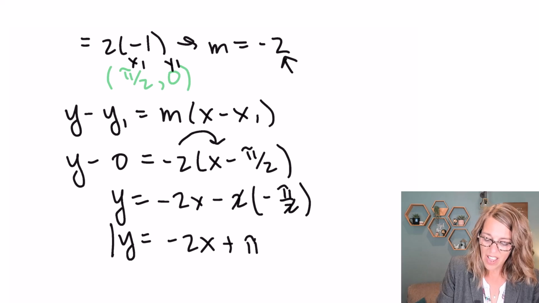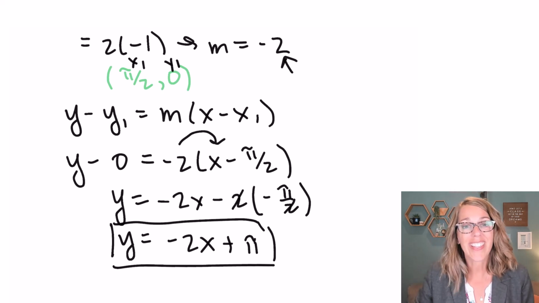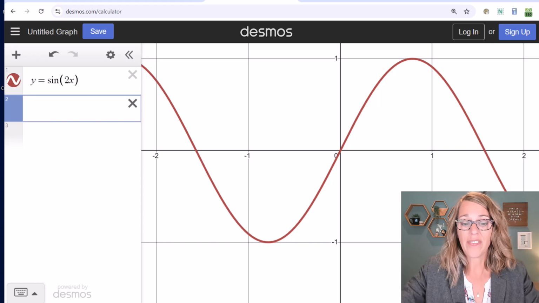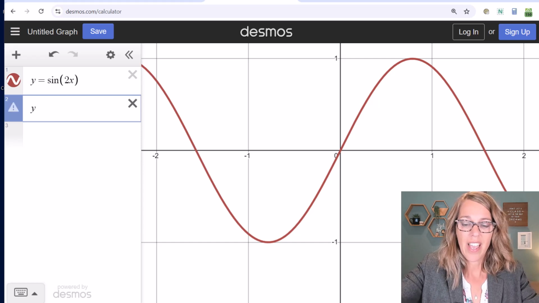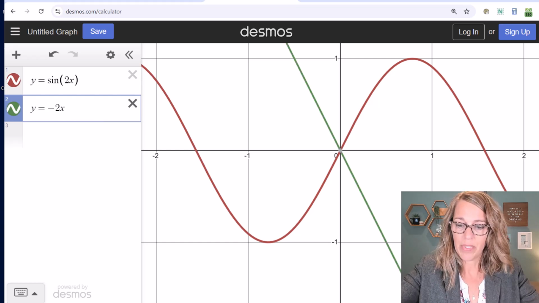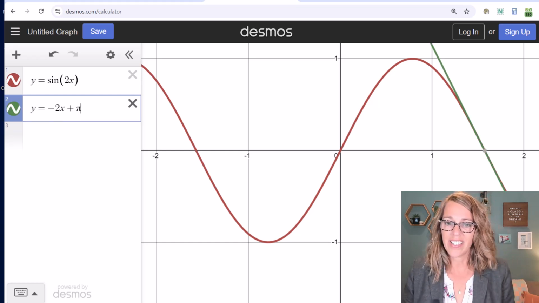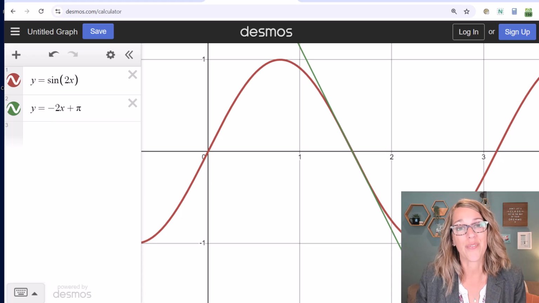Now we do not need to just hope for the best here. Let's check this answer in Desmos. I've got the original function graphed. I just want to put in the equation of the tangent line, so grabbing a new cell, I've got y is equal to -2x plus pi. So plus pi, I just type pi. And I can see, let me move it over just a little bit, that I've got the tangent line correct.